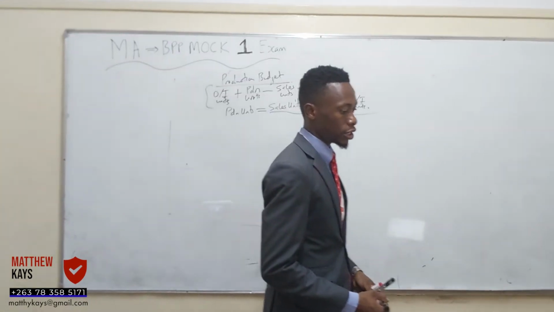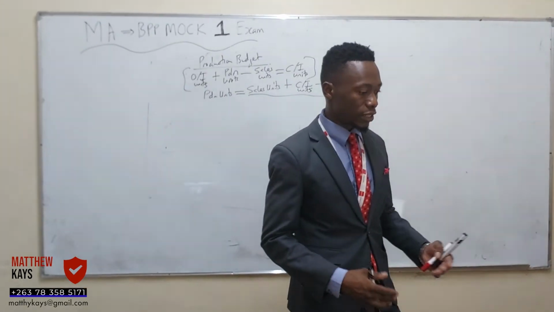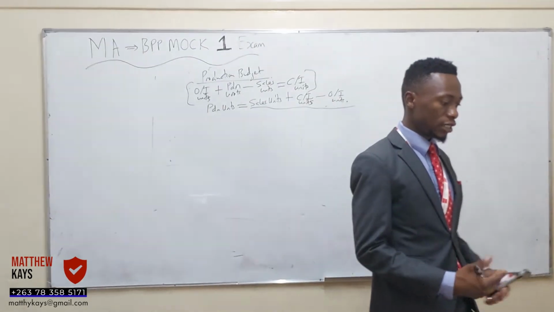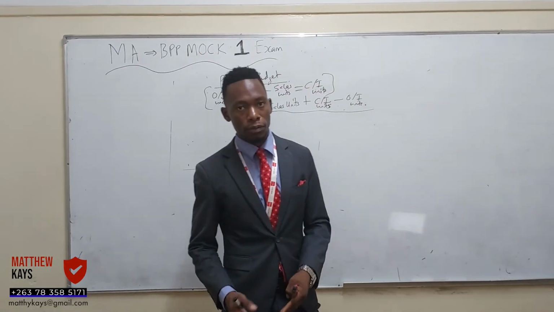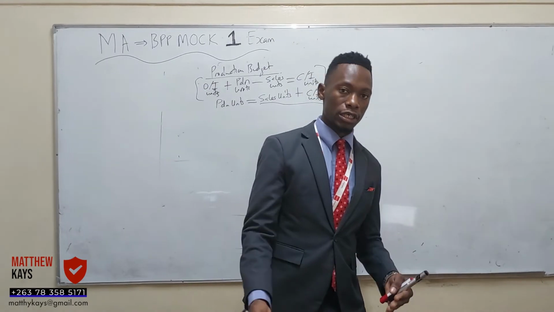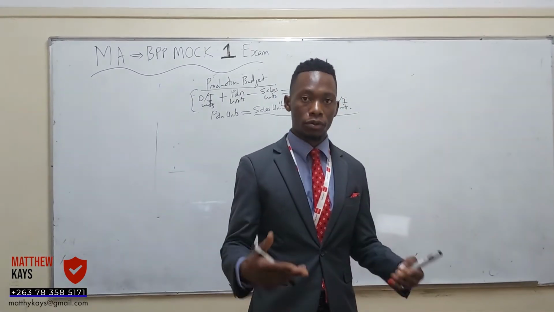So guys, let's read the question. A company manufactures and sells one product which requires 8 kg of raw materials. The budget data related to the next period are as follows. So I can't calculate the raw material purchase budget without calculating the production units first. So on this question, I'm not given the production units.